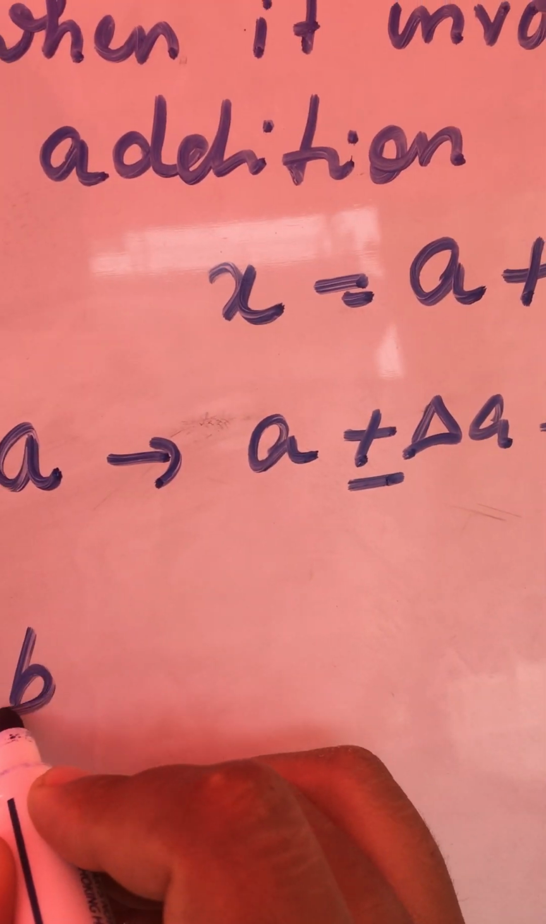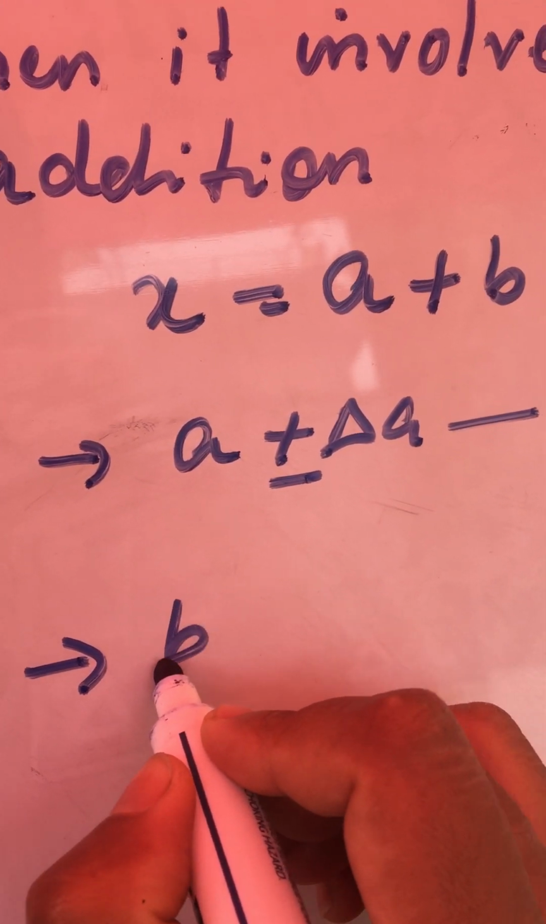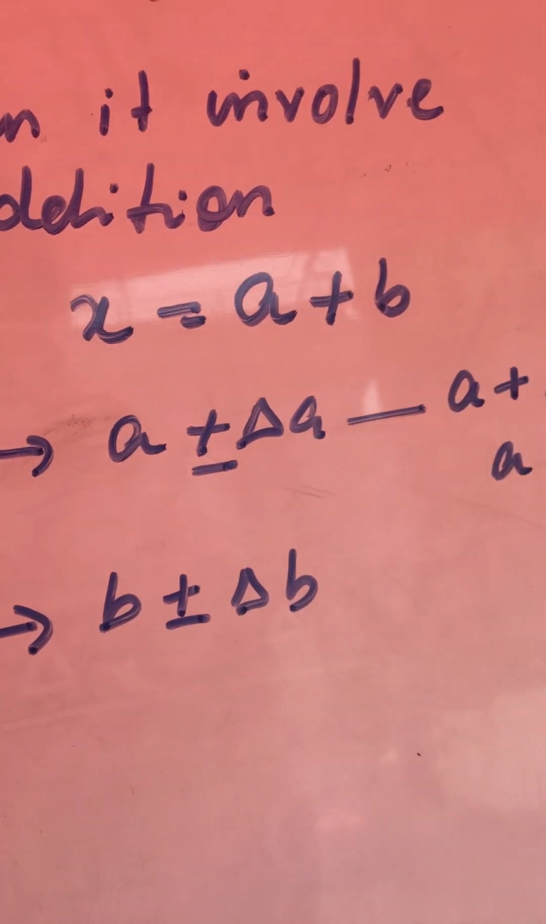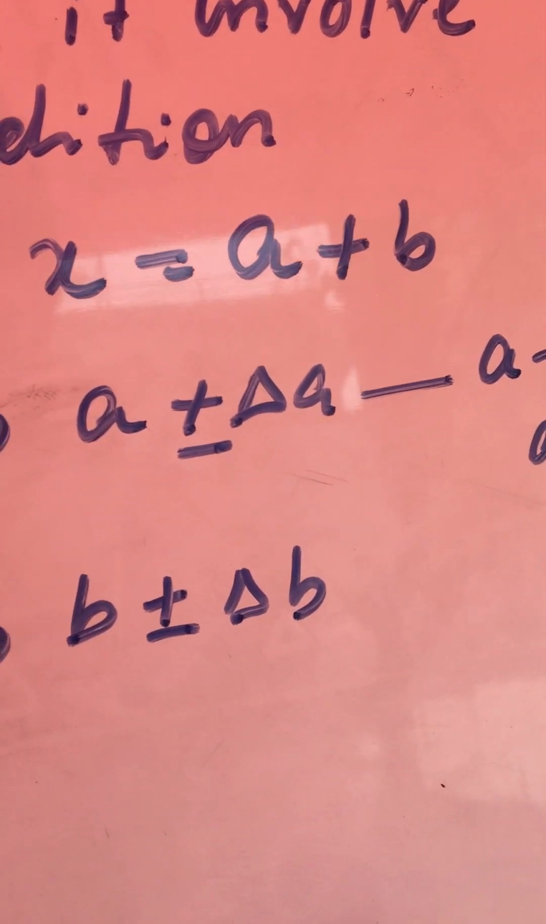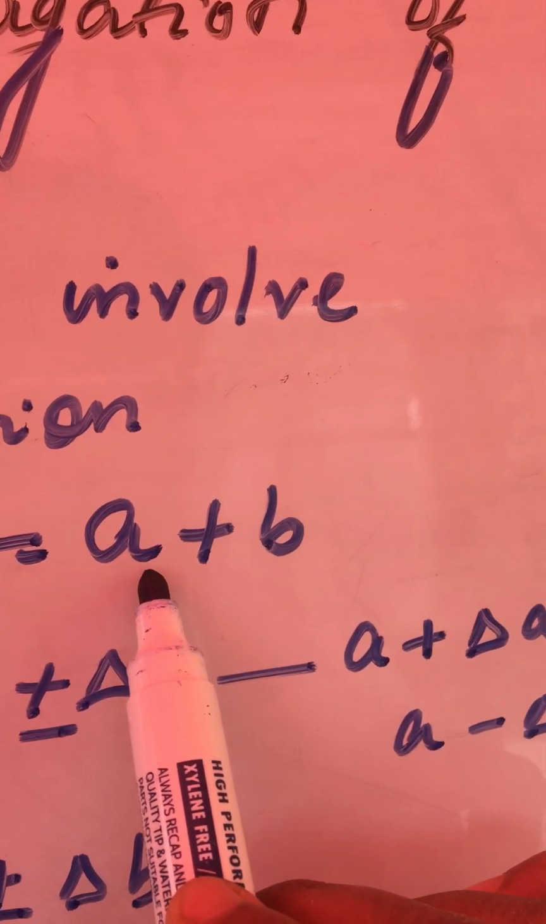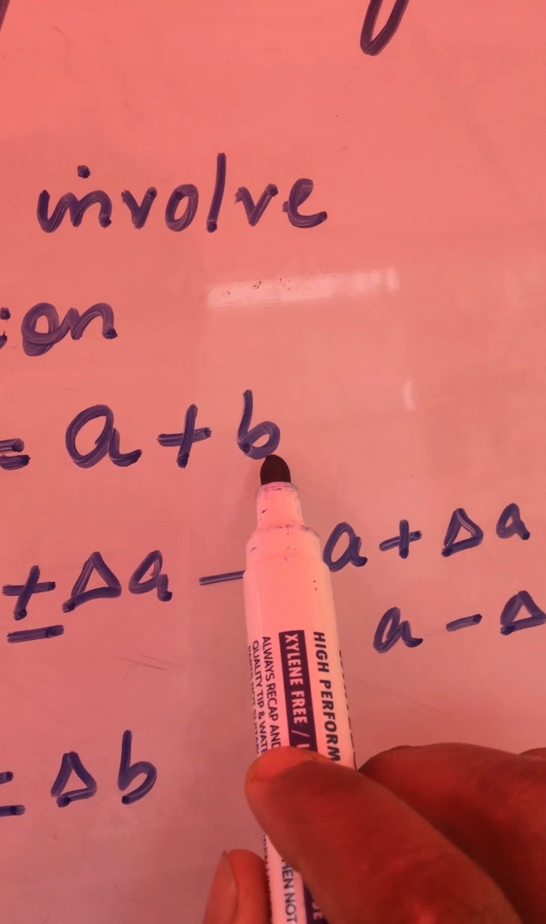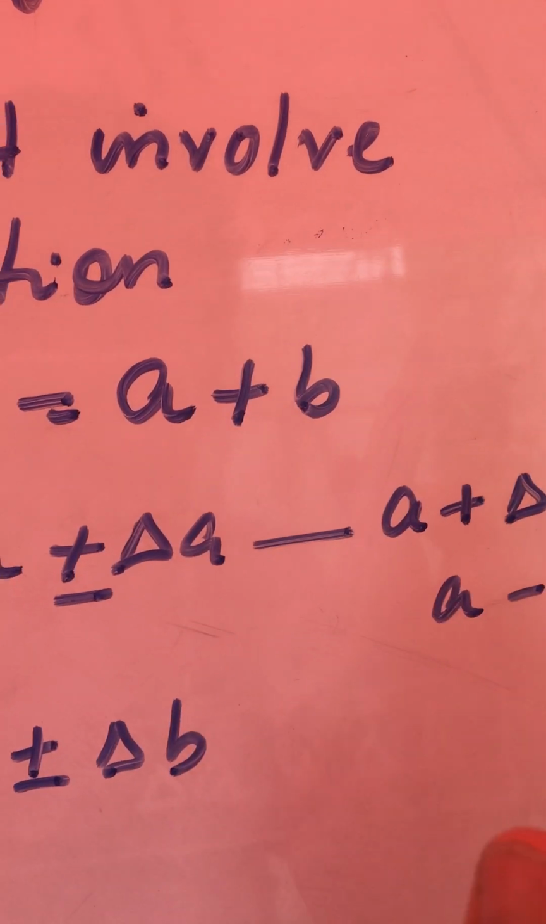Similarly, in the measurement of B, we write it this way: B plus minus delta B. Now A has some error, B also has some error, right? Then X will also have some error, right?